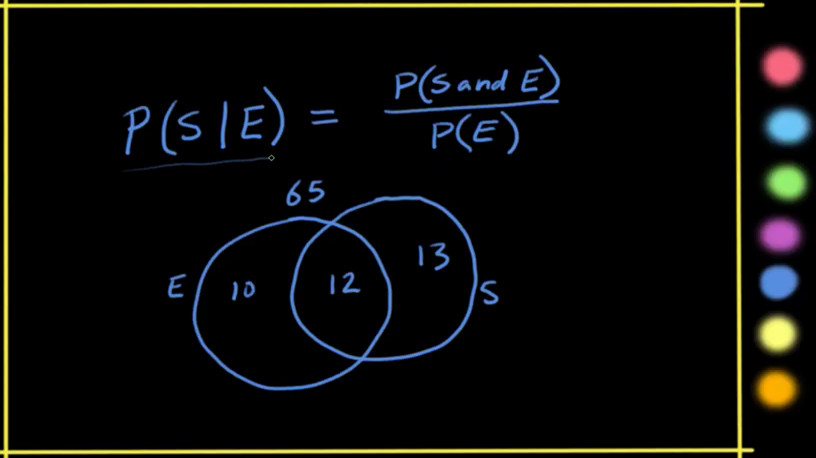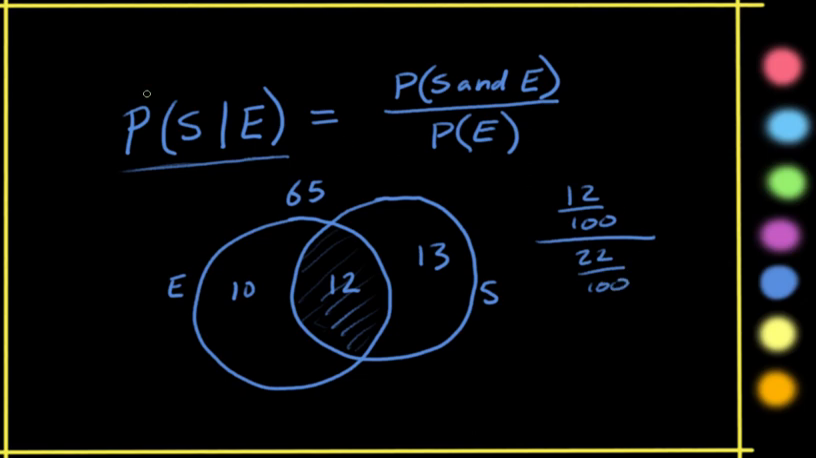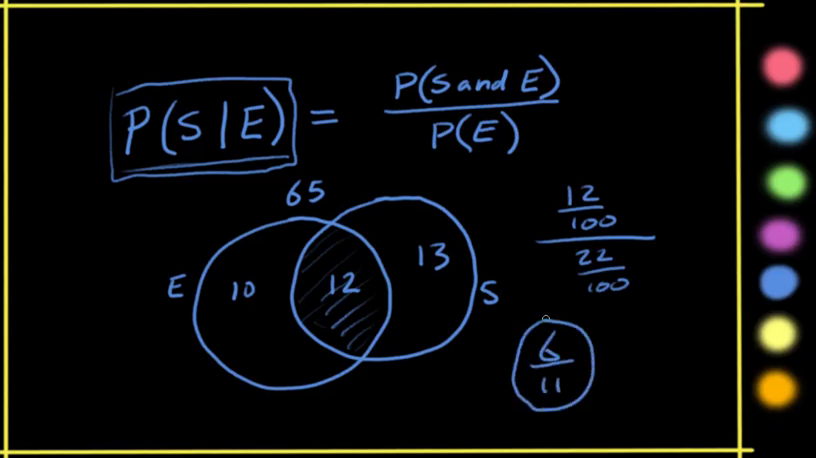So here, the probability of Sam getting an A given Ellie gets an A is the probability of Sam and Ellie. That's this probability here, which would be 12 out of 100. And then we would divide by the probability of Ellie getting an A. That is 22 out of 100, right? So this conditional probability of Sam getting an A given the fact that Ellie gets an A would be 12 divided by 22, or that would be 6 over 11 if we simplify it to the common fraction.